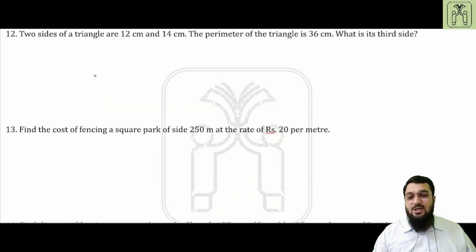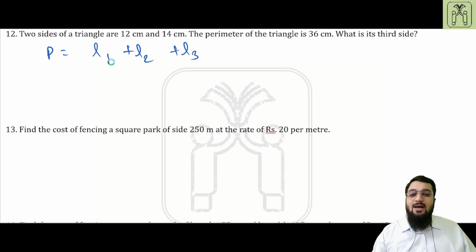Two sides of a triangle are 12 centimeters and 14 centimeters. The perimeter of the triangle is 36. What is its third side? We know that the perimeter of a triangle is L1 plus L2 plus L3. If L1 and L2 are given and the perimeter is given, we just have to add them up.